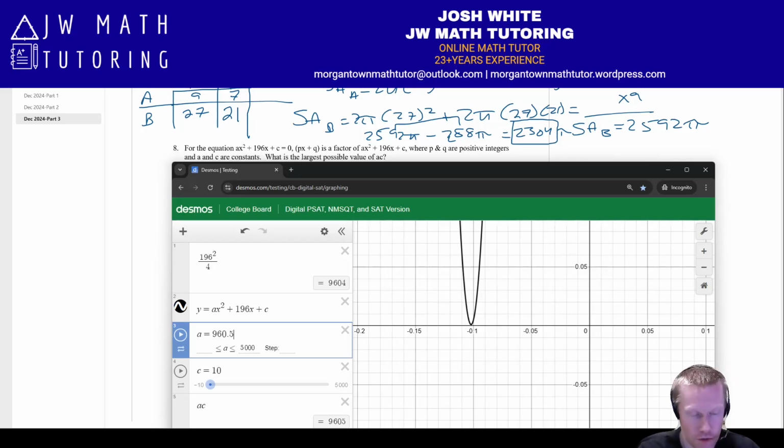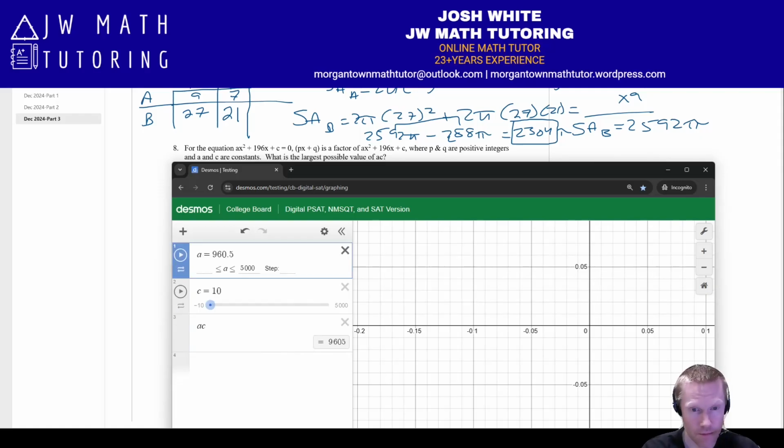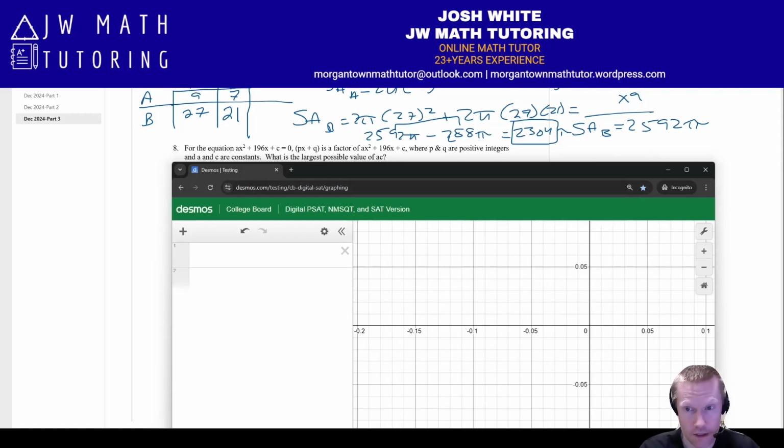So you could do this using sliders in Desmos, but because the numbers are so big, and you'd have to constantly scroll and keep making them larger and larger, I probably would not recommend that way. I mean, you can absolutely use it to check and confirm that your answer is correct, which I just did, knowing it was 9604 already. But if you're just trying to figure it out on your own, I probably would not recommend that method.